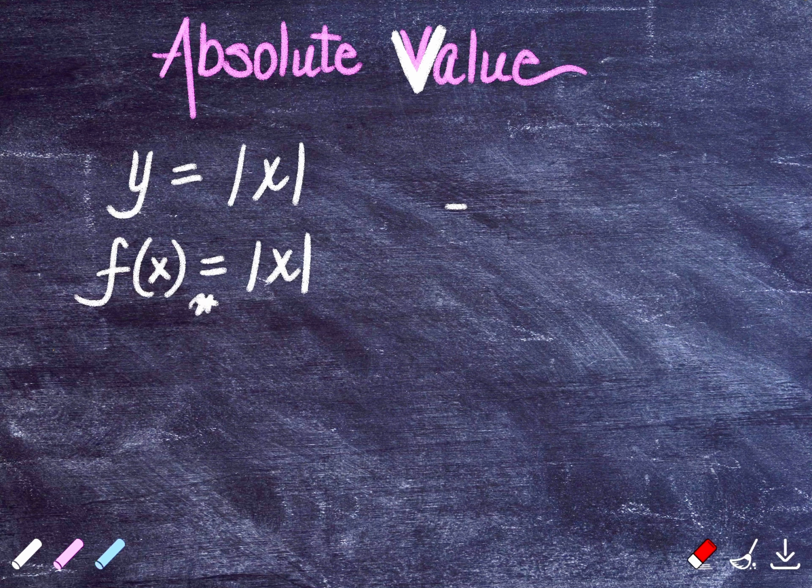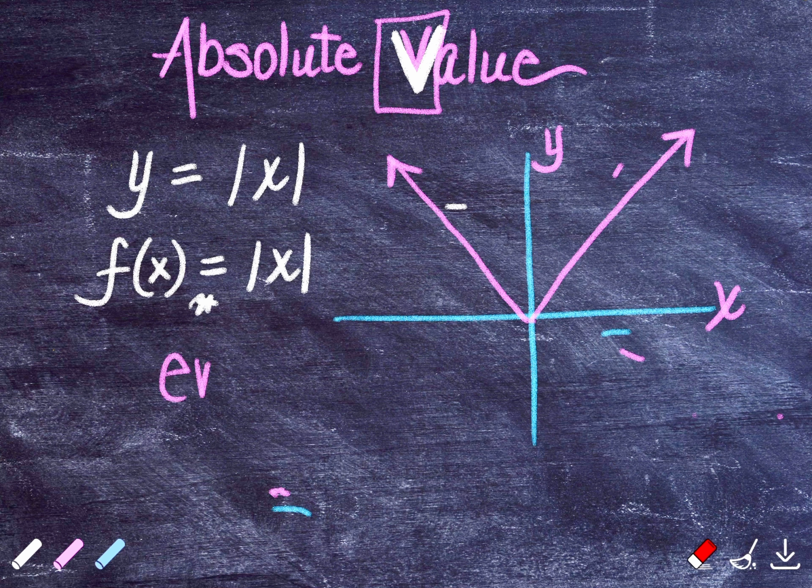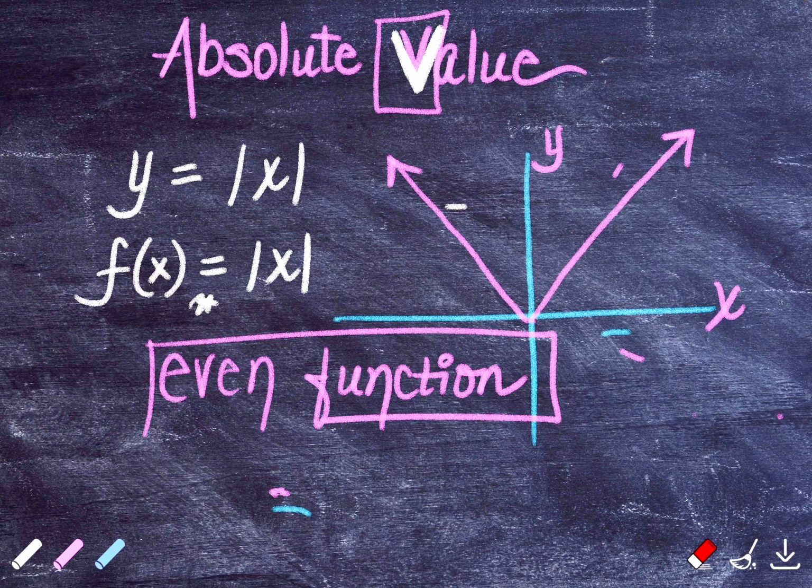So let us see how the graph will be. If we graph this function, we will have a V-shaped graph, hence the letter V was highlighted. The V-shaped graph is going to be something like this. And as you can see, it is also symmetric about the y-axis. So remember, any functions that are symmetric about the y-axis are going to be even functions. So this function is also an even function. All right, let's take a look at more examples.